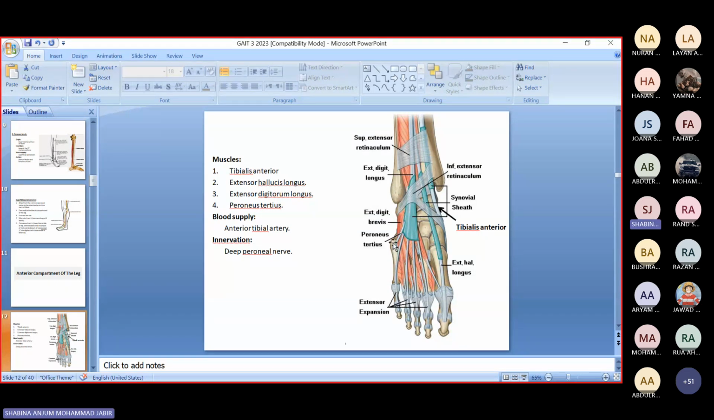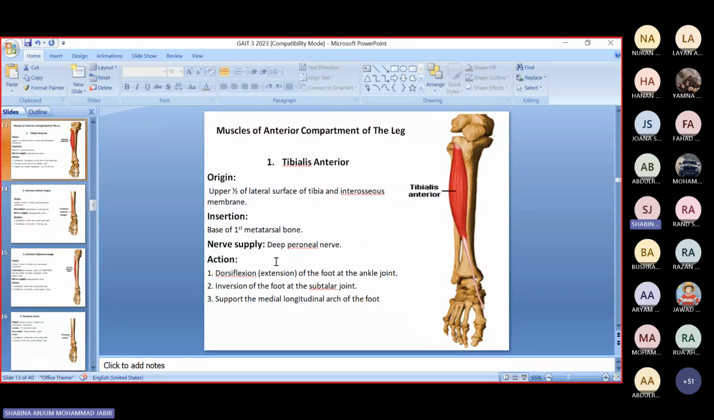What is the nerve supply? The peroneal nerve. And what is the artery? That is the anterior tibial artery. So its origin is easy.